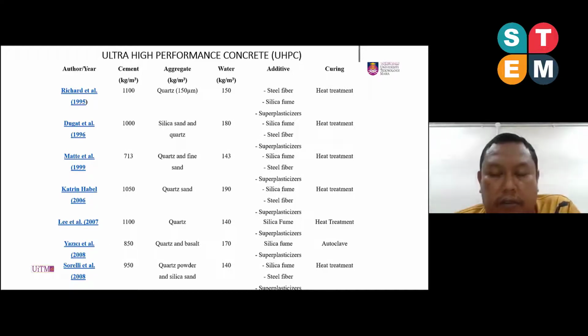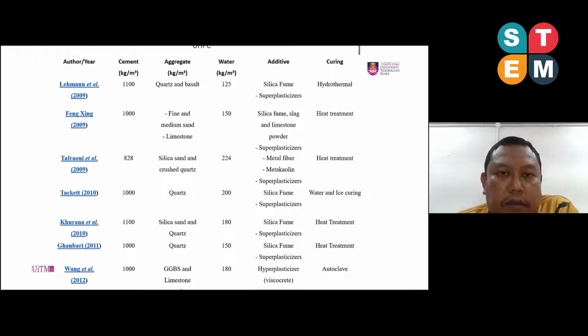Just to share with the audience and the members of the floor, there is no standard design for ultra high performance concrete till now. So basically, most researchers, in terms of optimization of their mix for UHPC, are using more of a trial and error method. These are some of the top researchers focusing on UHPC design.